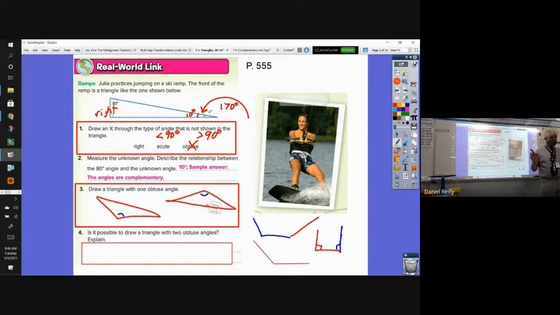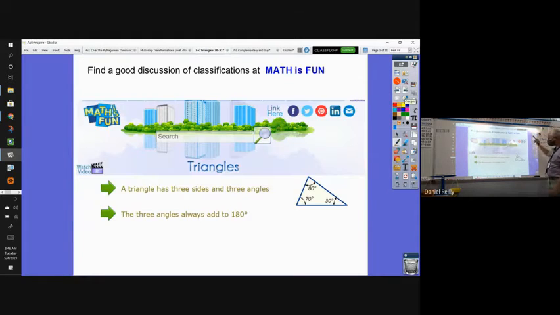Every triangle has two acute angles. The third one is either acute or obtuse or right. And that's how we classify or name triangles.